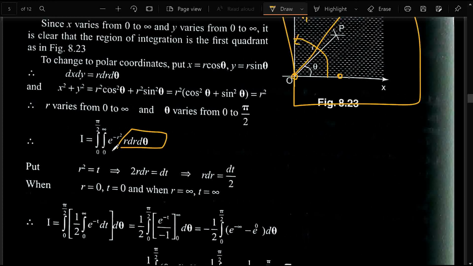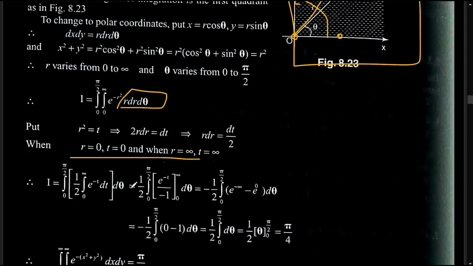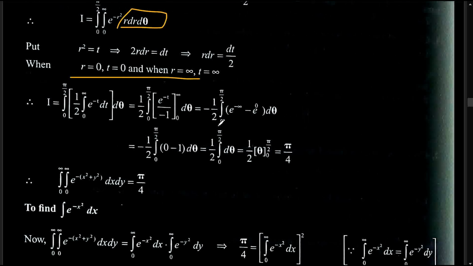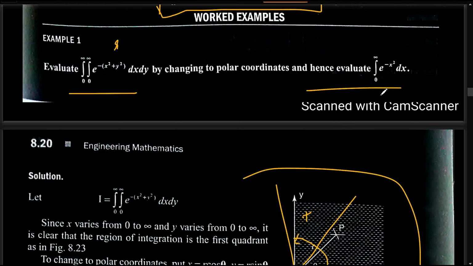And e to the power minus r squared. Now by the substitution method we solve this: r squared is equal to t, then differentiating and changing the limits. Then finding the double integration, first solving the inner integral and then the second integral, you get this. That's it. Now you have to hence evaluate this.